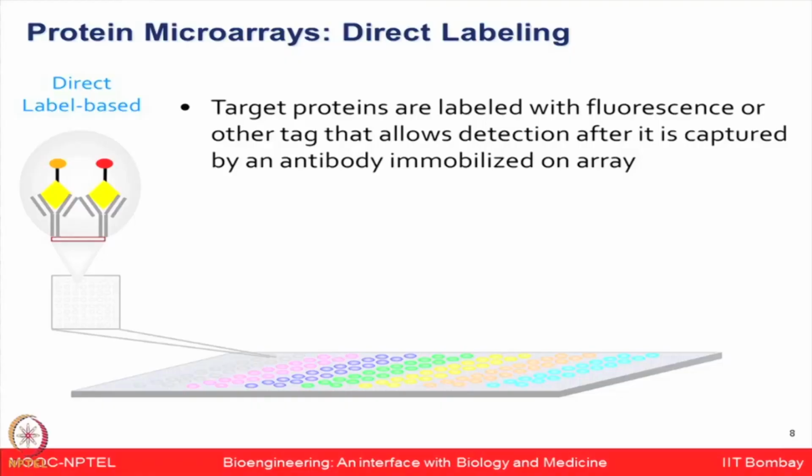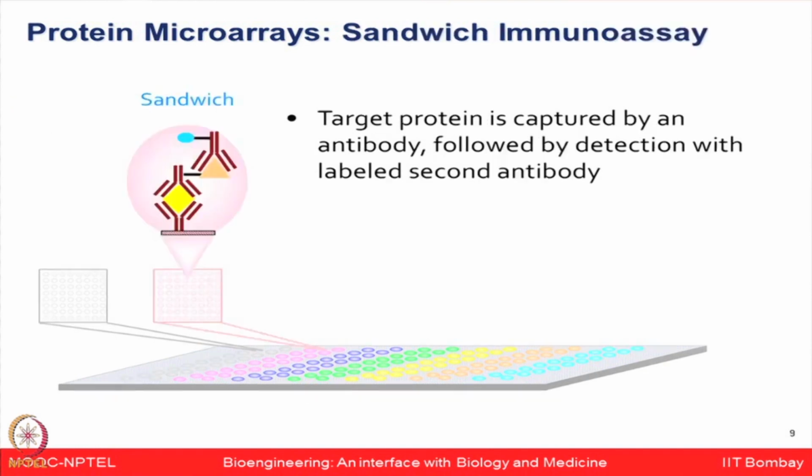In direct labeling, the target proteins are labeled with fluorescence or some other type of tag molecules, which allows detection after it is captured on the antibody, which is immobilized on the array surface, as shown in the slide in the image. Additionally, you can also use the sandwich immunoassay, where the target protein is captured by an antibody and followed by the detection with labeled secondary antibodies. So, that is the sandwich immunoassay.